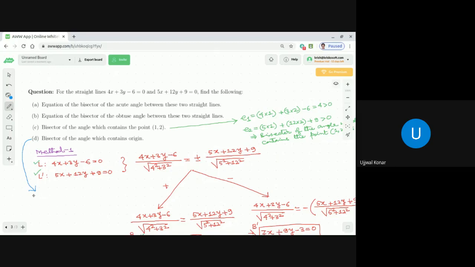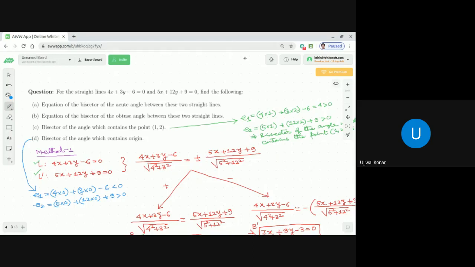So we find the value of E1 here will be 4 into 0 plus 3 into 0 minus 6. That is obviously less than 0. And E2 is equal to 5 into 0 plus 12 into 0 plus 9. That is greater than 0. So as we see that E1 and E2 are of different sign, then what can we say?